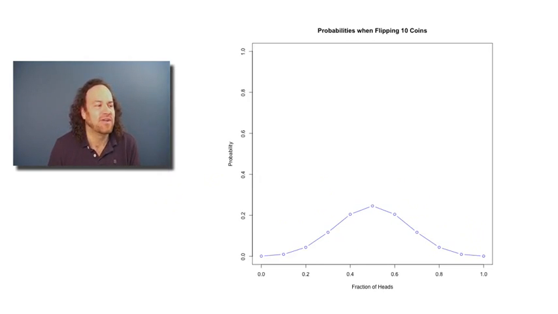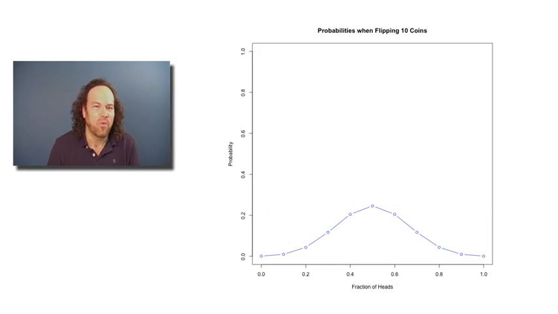So here's a graph when I've flipped 10 coins and looked at the fraction of heads that I get. And we can see from this graph that the most likely fractions are fractions which are close to a half, corresponding to 5 heads out of 10. Now, a little bit less or a little bit more than half heads, corresponding to 4 heads or maybe 6 heads out of 10, are also quite likely. But getting no heads or 1 head or getting 9 heads or 10 heads out of 10 are very unlikely.